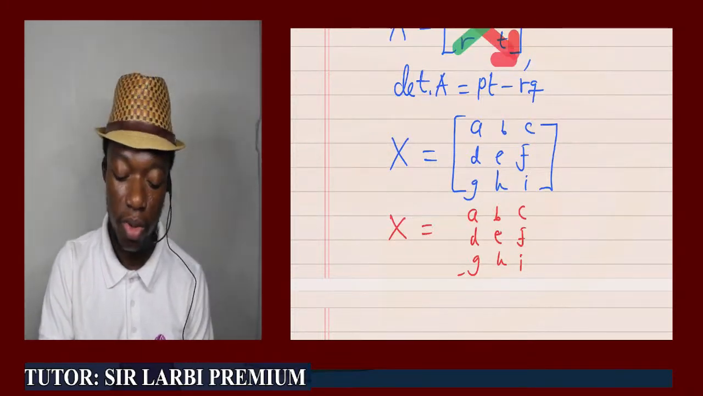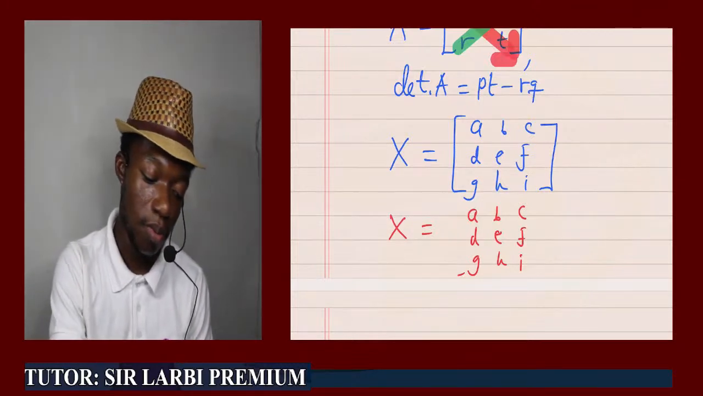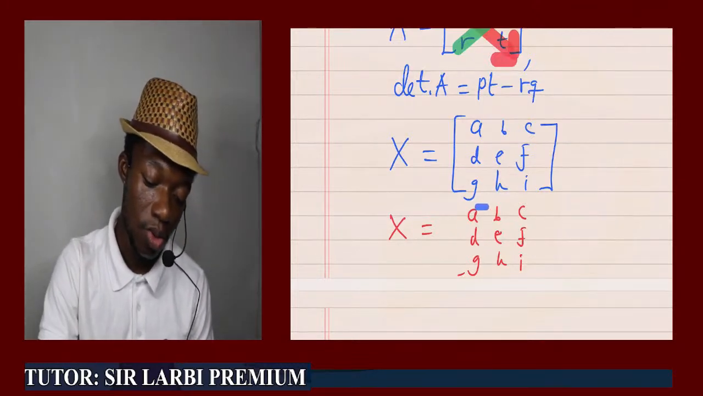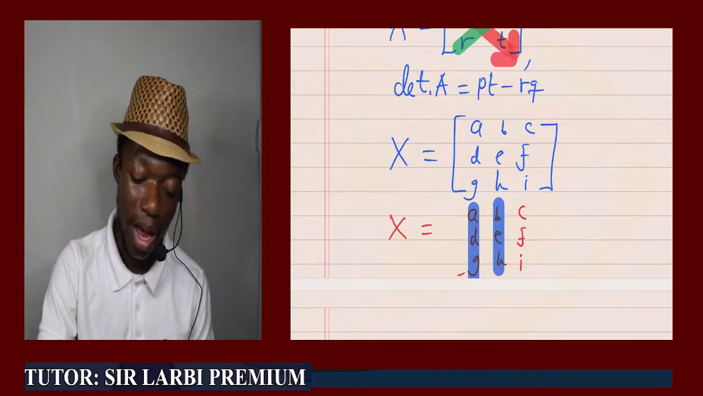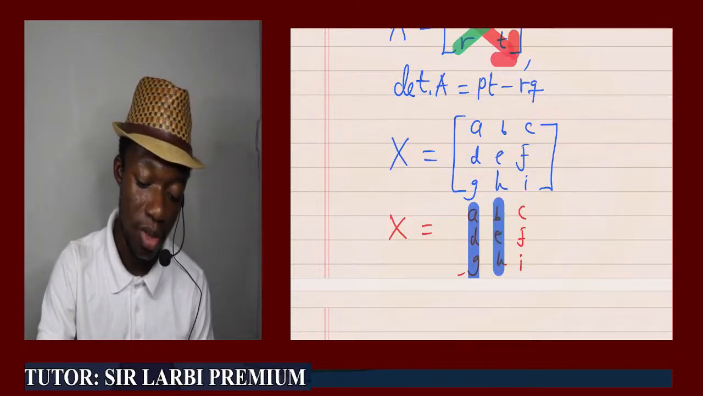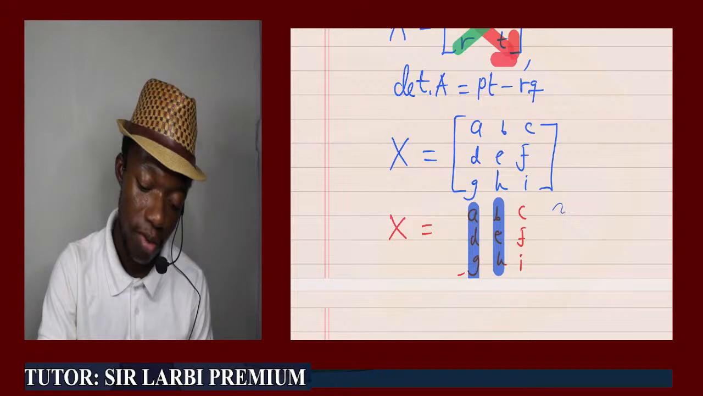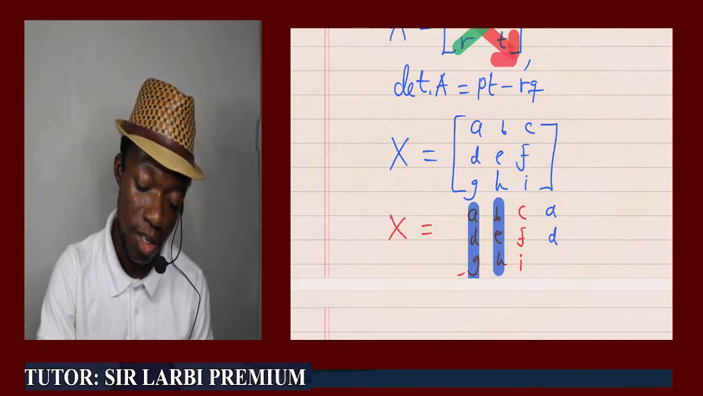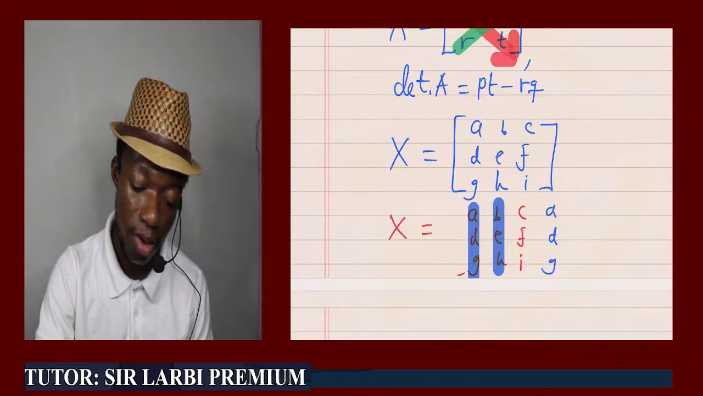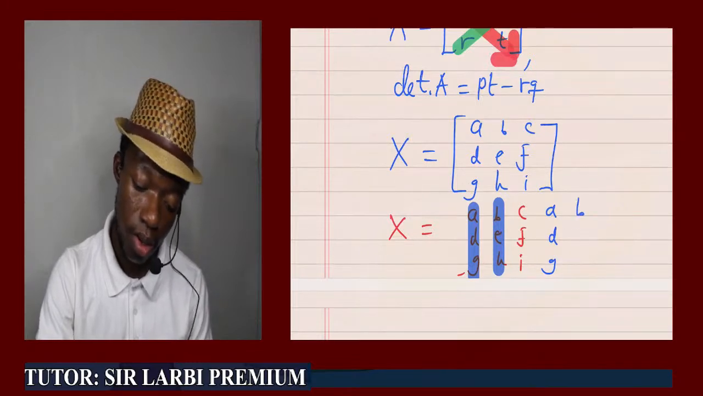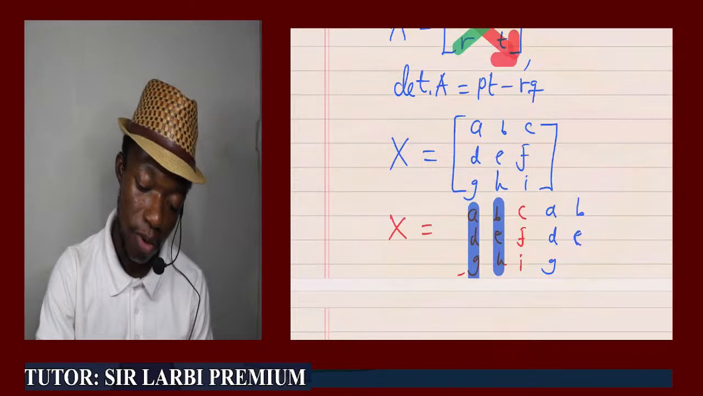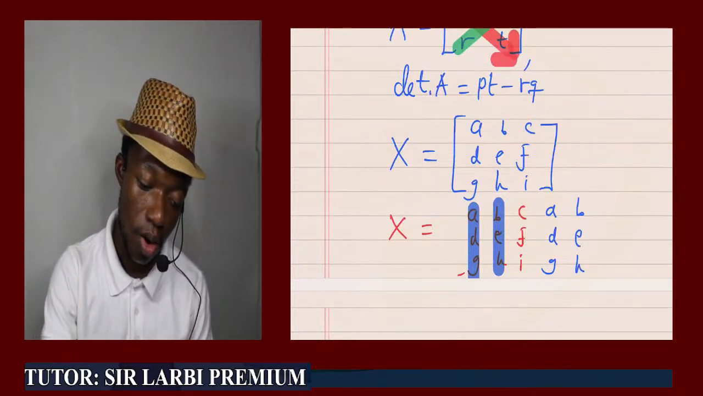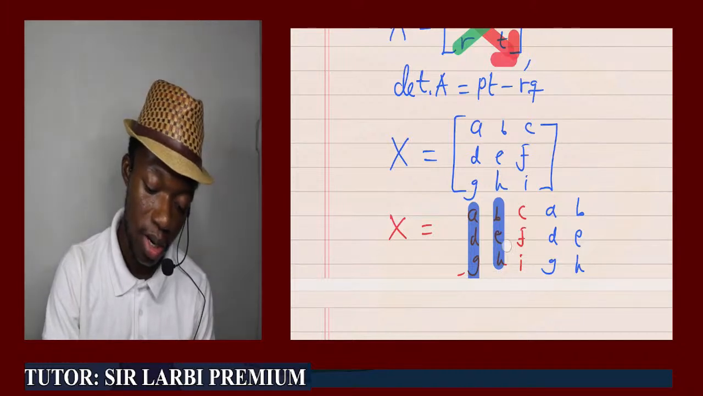The next thing you want to do is to repeat these two columns to add up to the original matrix. So we will have A, D, G, and B, E, and H. Okay, so you're going to have these ones coming into the scene.